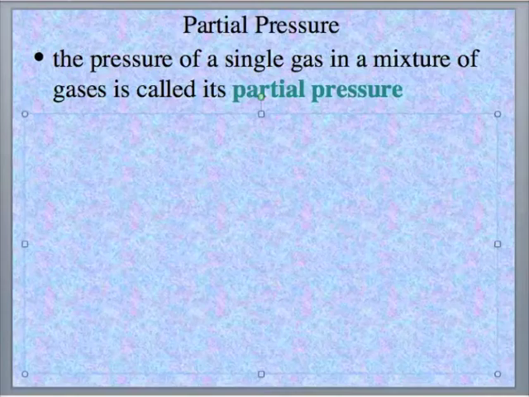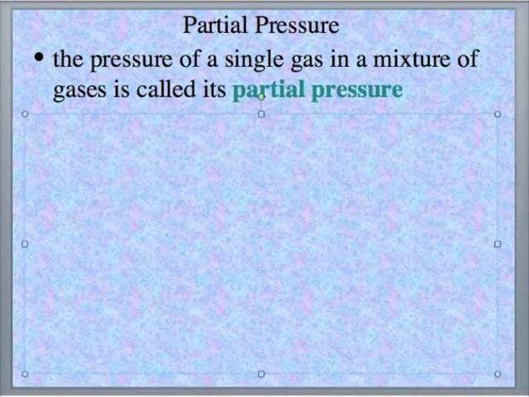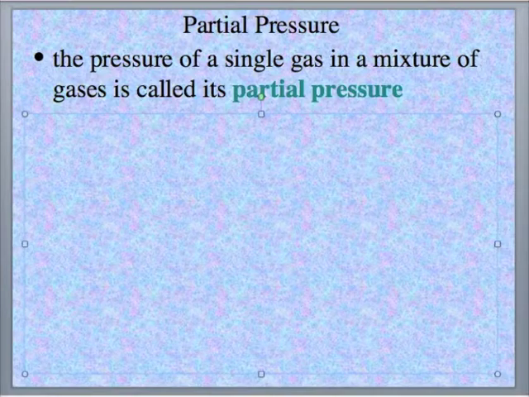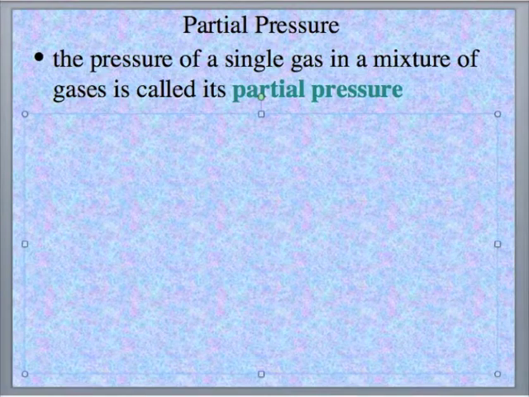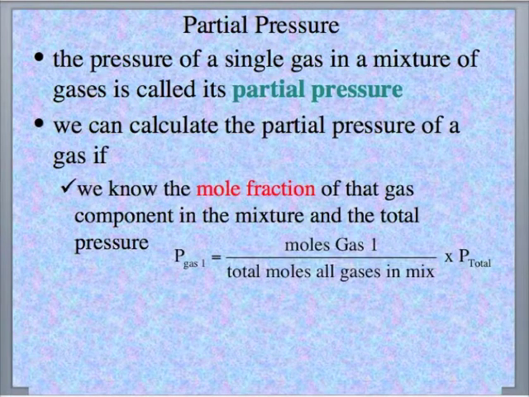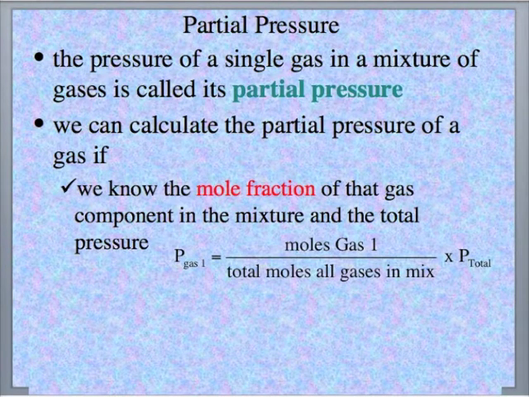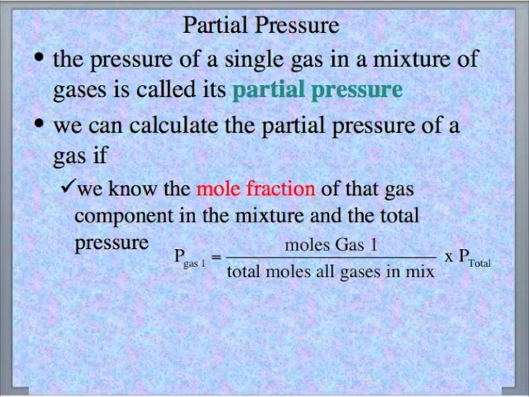So now we're going to discuss the partial pressure of a gas. The partial pressure is the pressure of a single gas in a mixture of gases. We can calculate partial pressure in one of two ways. First, if we know the mole fraction of that gas component in the mixture, and we know the total pressure.